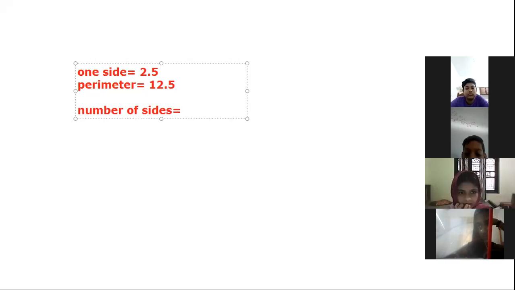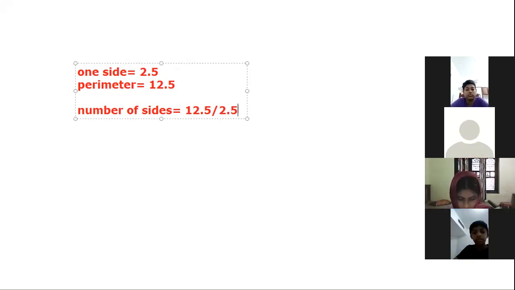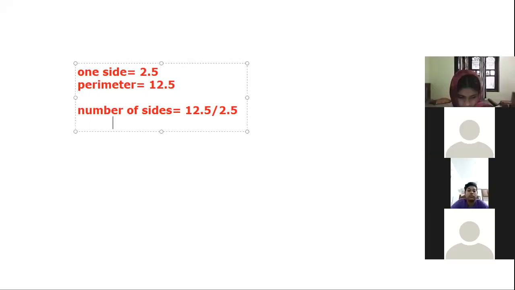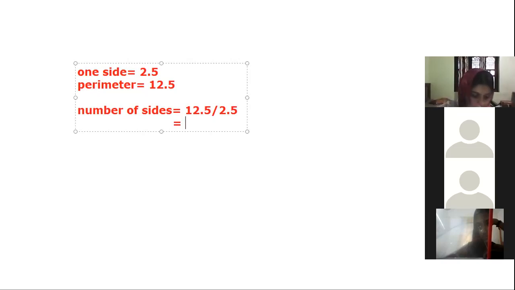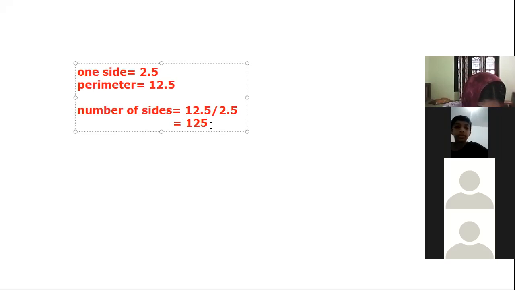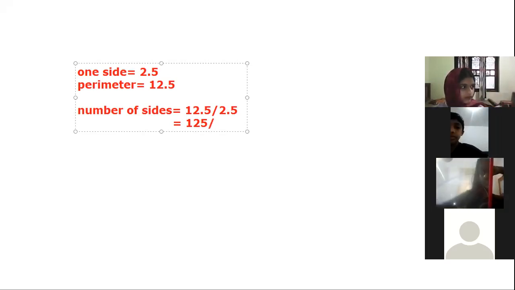How will you get this 5? First of all, we have to divide 12.5 with 2.5. We know how to divide a decimal number with another decimal number. In this case, you can see the number of digits after the decimal points are the same. So we have to divide it as 125 divided by 25. Then what should be the value of 125 divided by 25? Sorry, 25 and 125 divided by 25 gives 5.